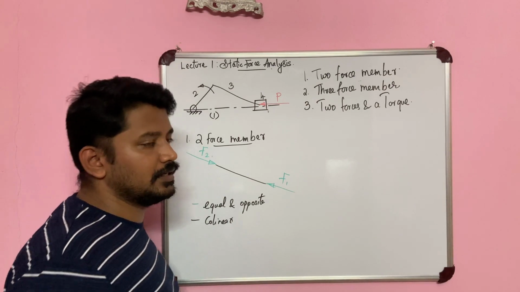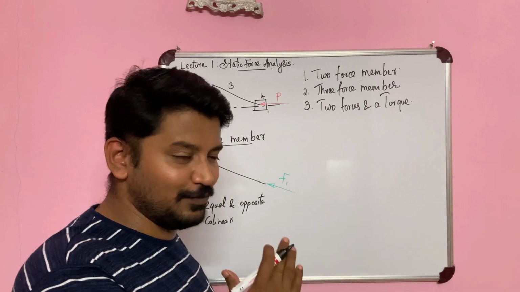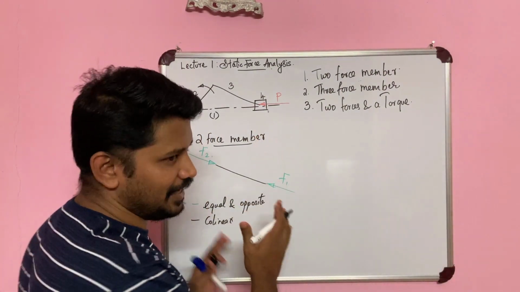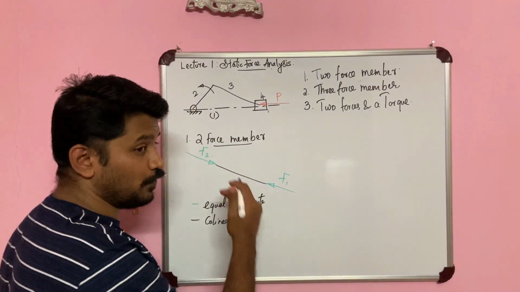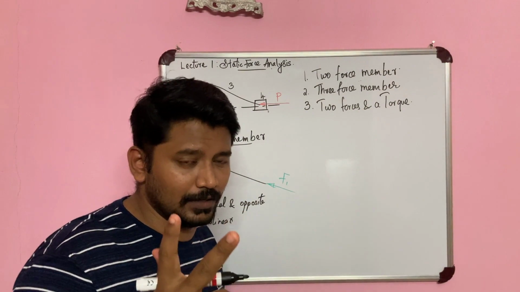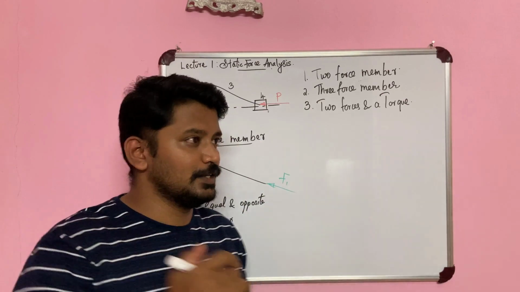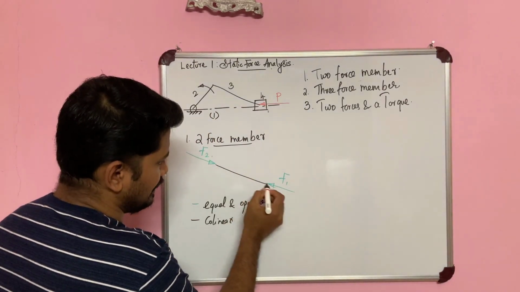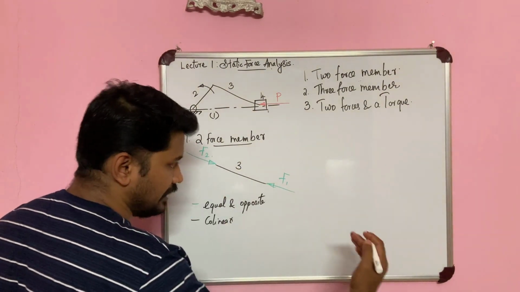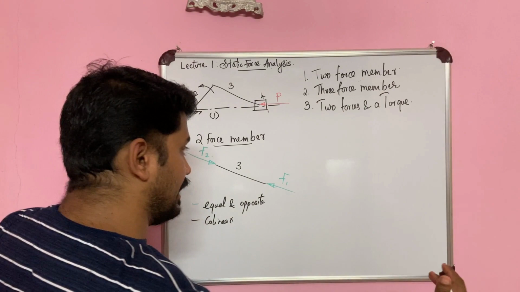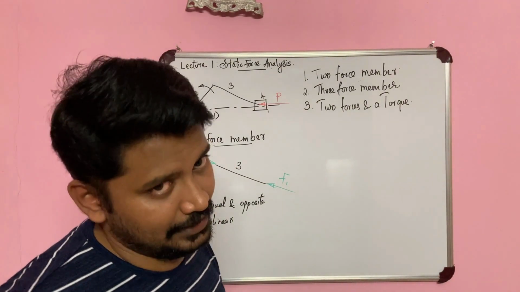So this thing will be taken for granted throughout the problem. This is a base rule that you have to remember throughout the problem. So in a two force member, you have two forces acting on a member. Those two forces are always collinear. Collinear means it is in one single line. So suppose this is the link 3, when two forces are acting, these two forces are equal in magnitude and they are opposite in direction and they are in the same line.